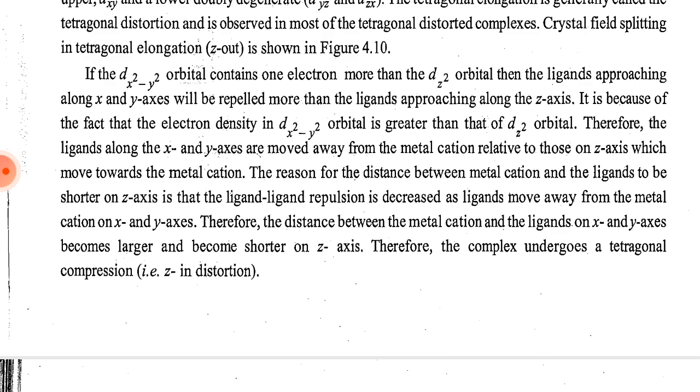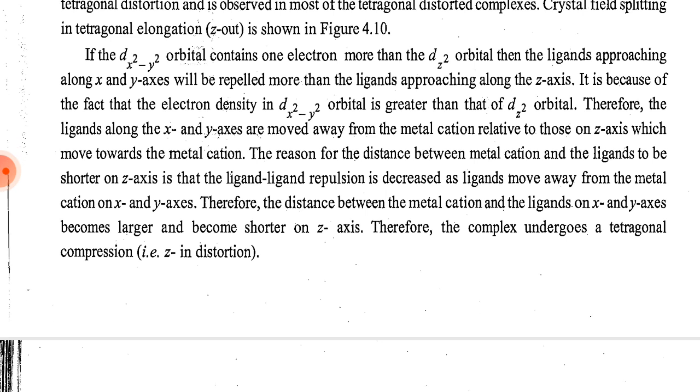If the dx2y2 orbital contains one electron more than the dz square orbital, then the ligands approaching along the x and y axes will be repelled more than the ligands approaching along the z axis. It is because the electron density in the dx2y2 orbital is greater than that of the dz square orbital. Therefore, the ligands along the x and y axes are moved away from the metal cation, relative to those on the z-axis, which move towards the metal cation.